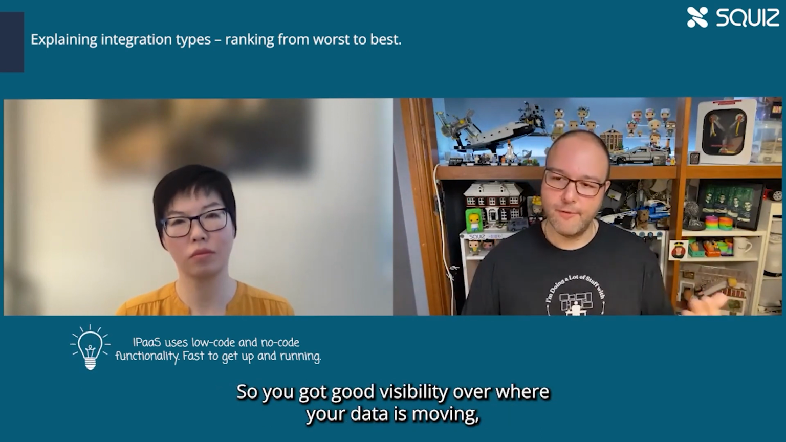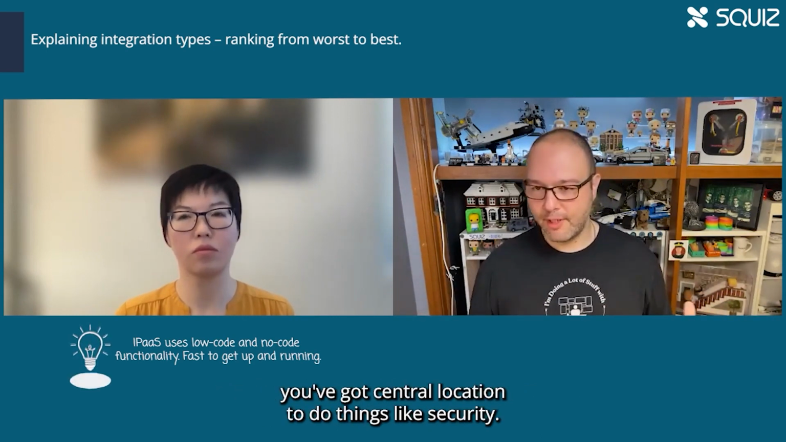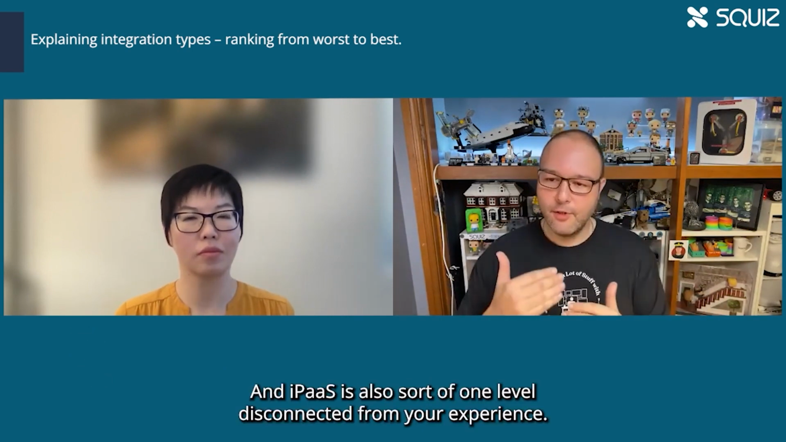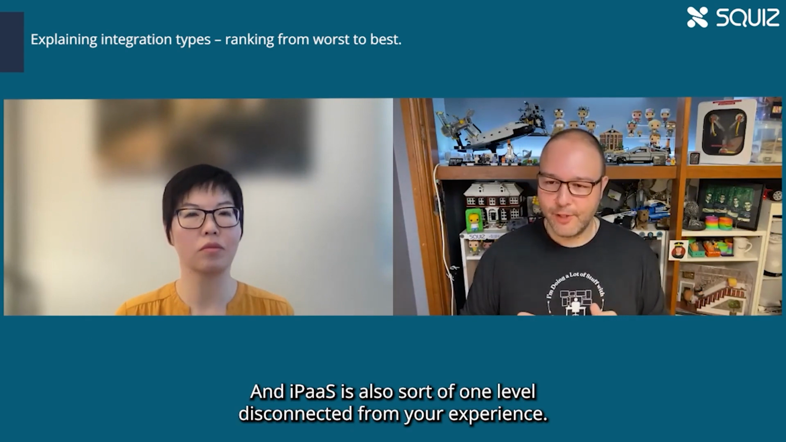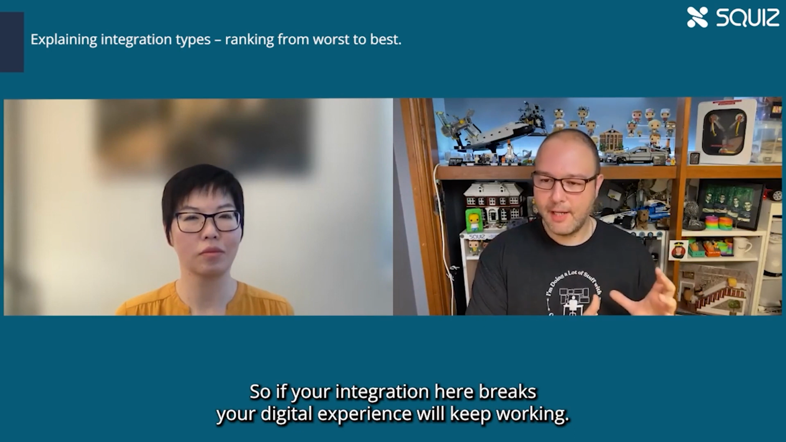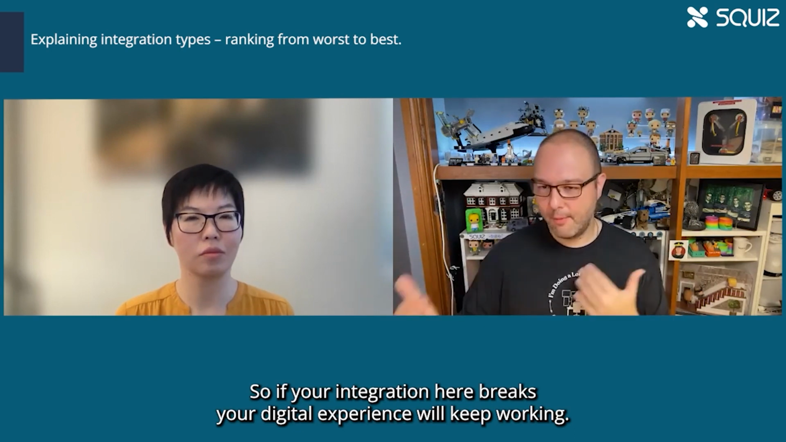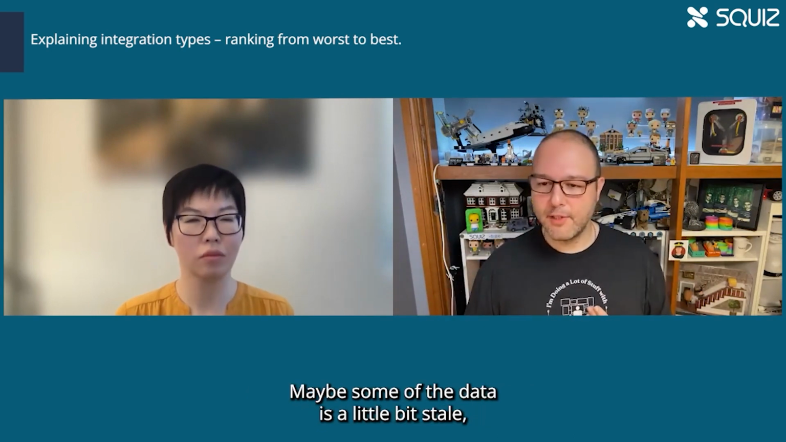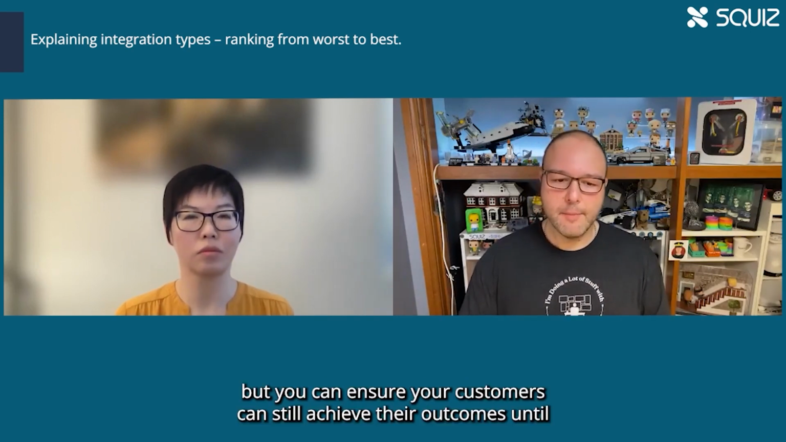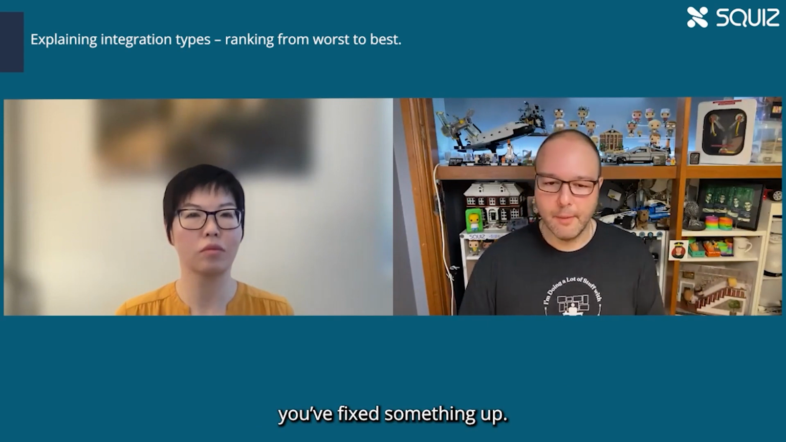So you've got good visibility over where your data is moving. You've got a central location to do things like security. It's great. And iPaaS is also sort of one level disconnected from your experience. So if your integration here breaks, your digital experience will keep working. Maybe some of the data is a little bit stale, but you can ensure your customers can still achieve their outcomes until you fix something up.